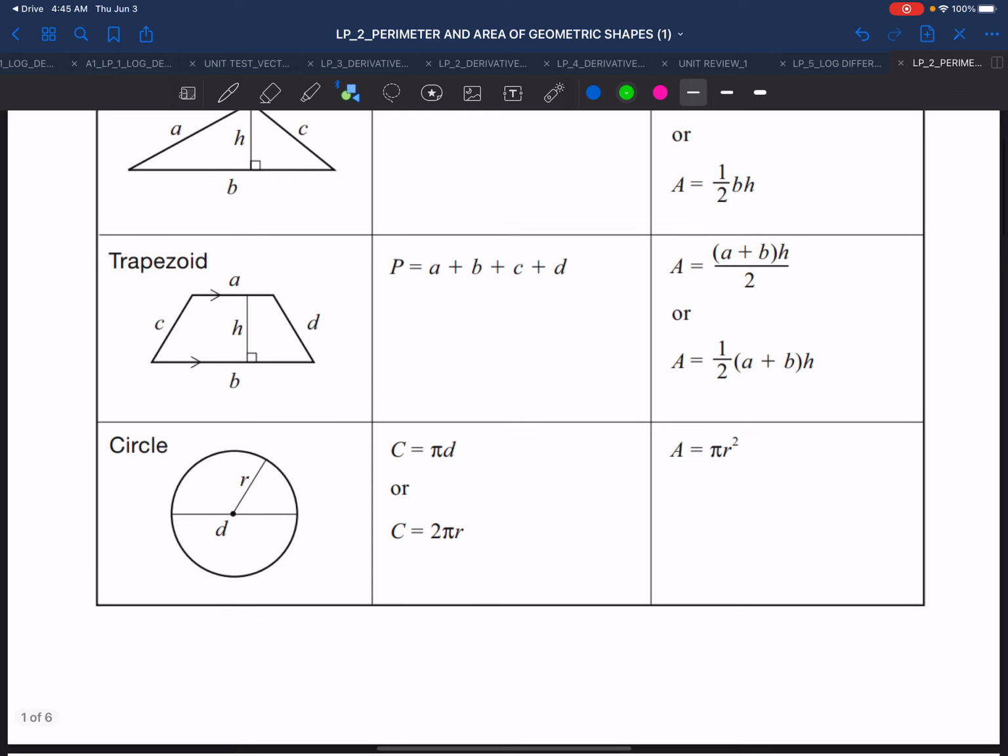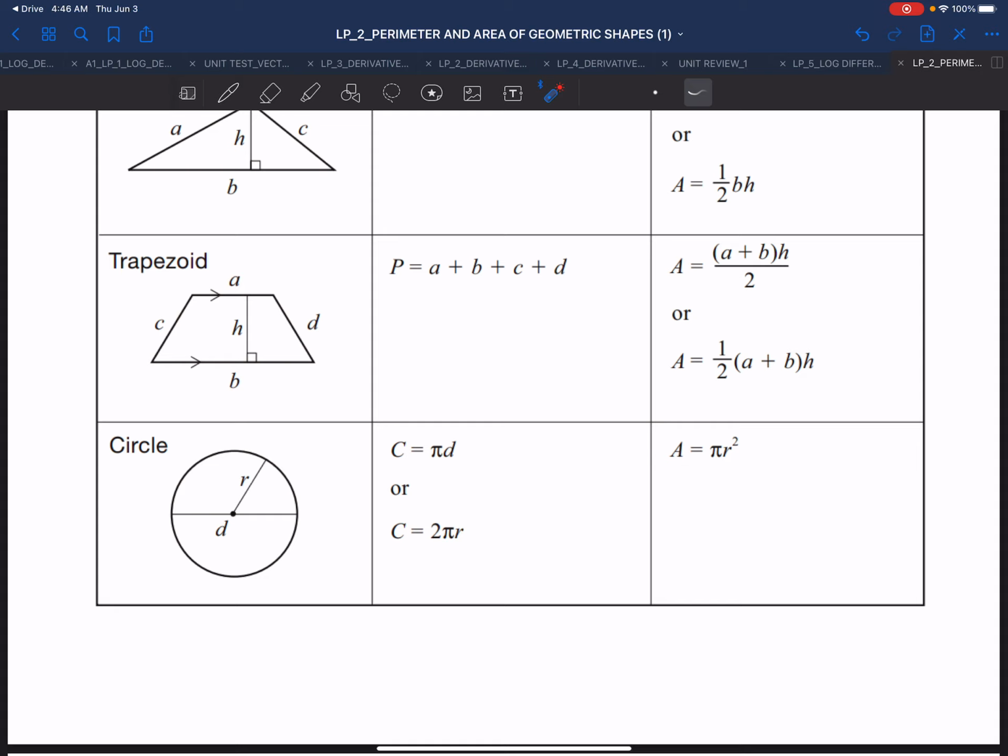The next shape is that of a trapezoid. A trapezoid also has four sides, just like a rectangle and a parallelogram. Just like a parallelogram, it has a set of two parallel sides. These are called the bases of the trapezoid. We usually indicate them by letters A and B. And it also has a set of two sides which are not parallel to each other. The perimeter will be equal to the lengths of each side as indicated by letters A, B, C, and D.